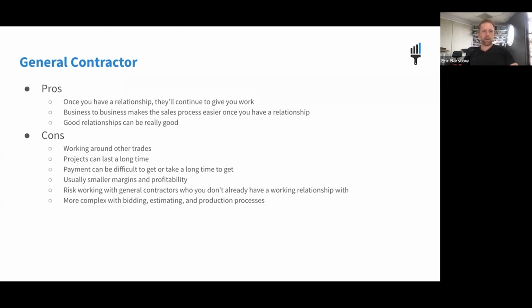Projects can last a long time because a whole renovation or a whole new construction project can just last a long time. Payment can be difficult to get or take a long time to get. You know, we did a job, they were renovating a Rite Aid pharmacy and we did the painting. It was $30,000. It took us 9 months to get paid. We finally got paid because Rite Aid seized the books of the general contractor because they weren't paying any of their subs. And Rite Aid started issuing checks out. That's how we finally got paid, is we complained to Rite Aid enough that they stepped in and took over. So it can be difficult to get paid or take a long time to get paid.